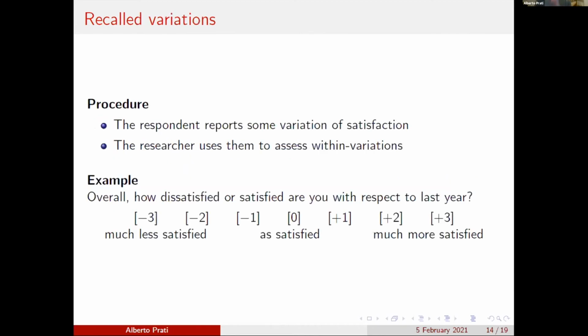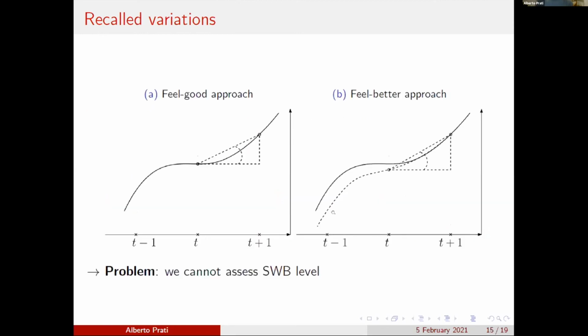The second kind of question would be about recalled variation. The respondent is asked to assess some variation with respect to a previous period, and a typical question could be, overall, how dissatisfied or satisfied are you with respect to last year? And then having a scale, which is here from -3 to +3, could be from -5 to +5 or something similar. What is interesting with this approach is that instead of trying to compare two different latent points that cannot be observed at the same time, we would ask people to assess if basically they're feeling better.